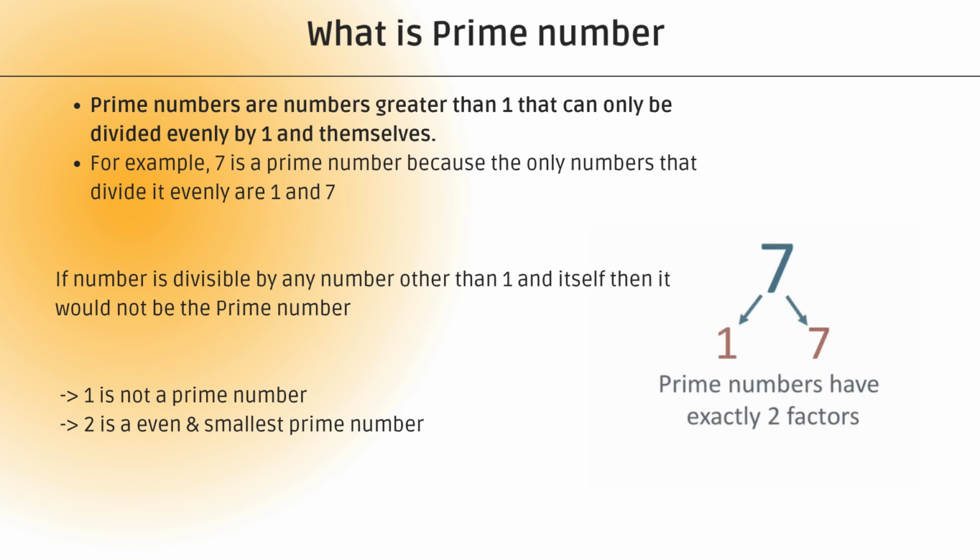Two things we have to keep in mind here, that 1 is not a prime number and 2 is an even prime number, and also it is the smallest prime number. So these two things we have to keep in mind, and accordingly we have to write a program, we have to pass the condition. So let me show you how we can do that.